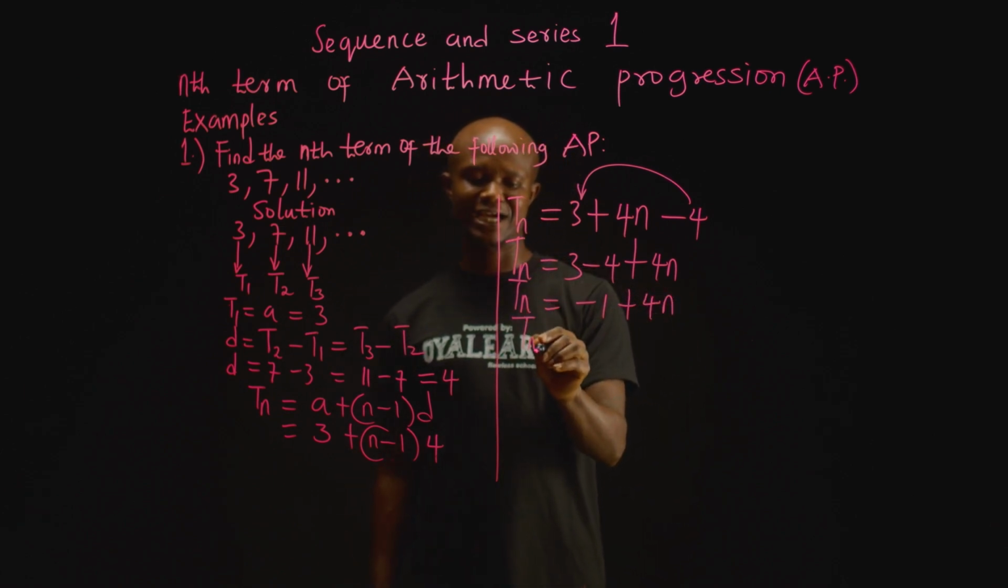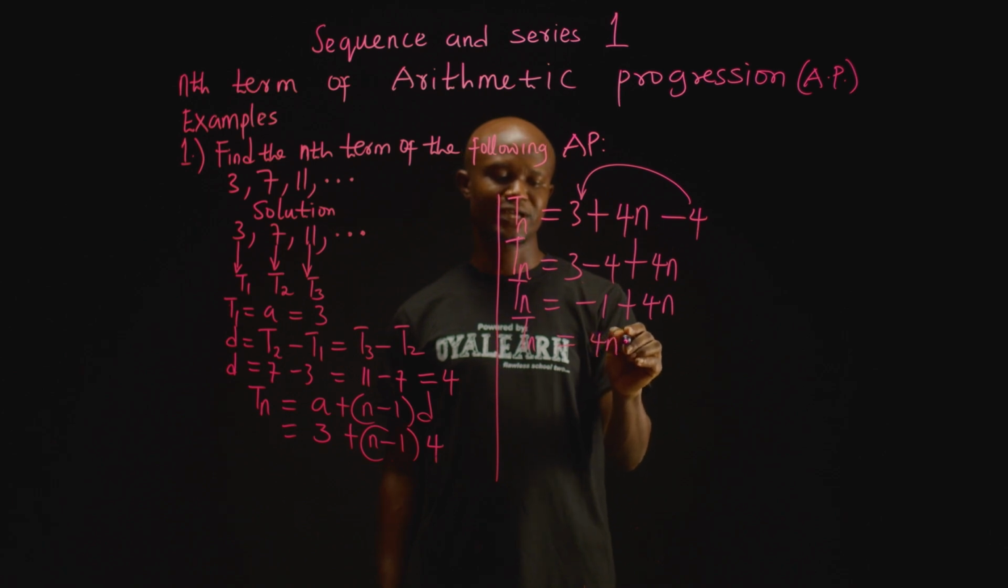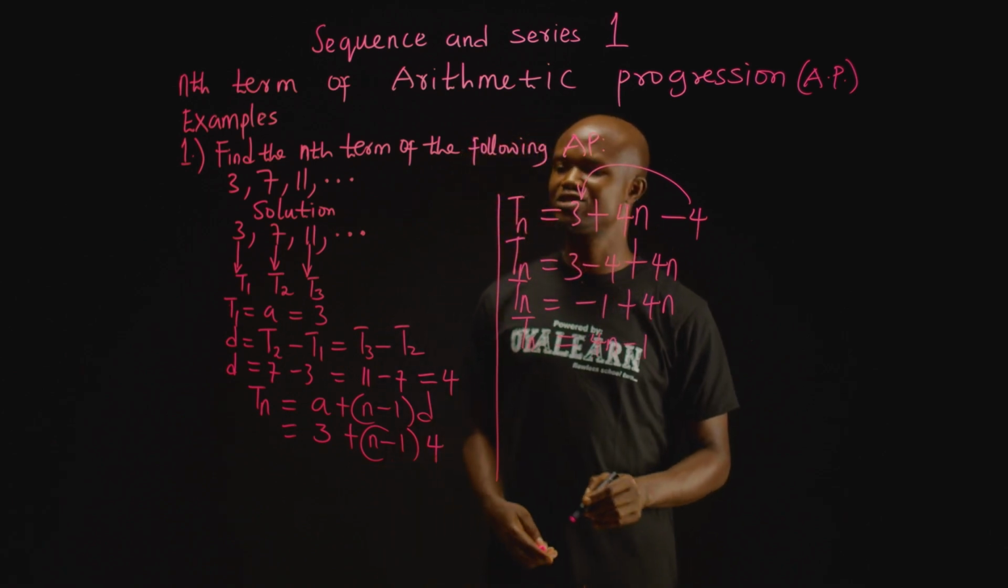And we can also write Tn to be equal to 4n minus 1. That is the solution to the problem.